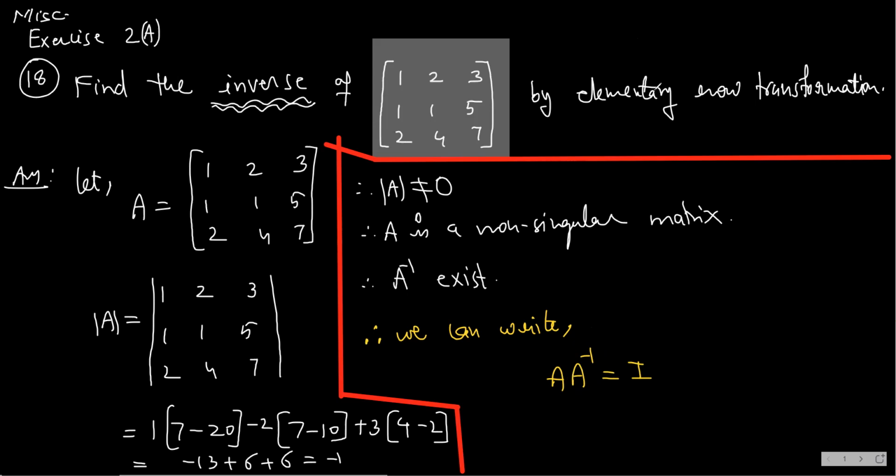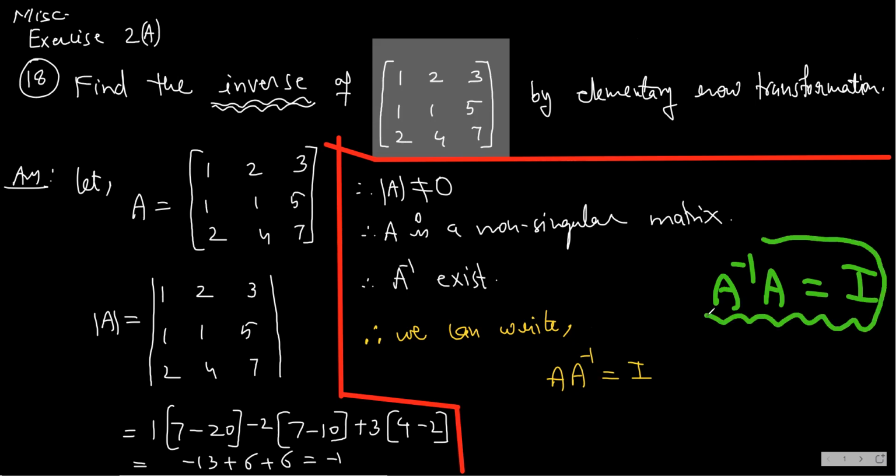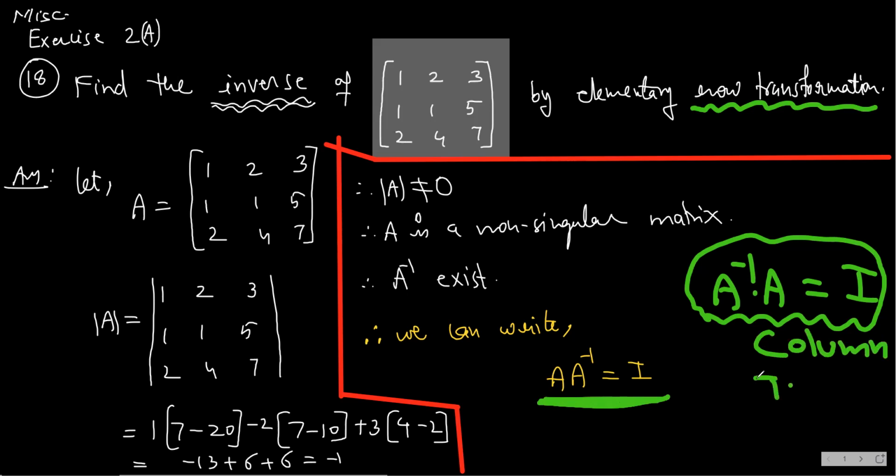Now in this case, you can ask me why write A into A inverse? Why can't we write A inverse into A equal to I? Yes, students, this is also true. But remember, you will always write A into A inverse if it is a row transformation. Don't write A inverse into A. This we will write for column transformation.